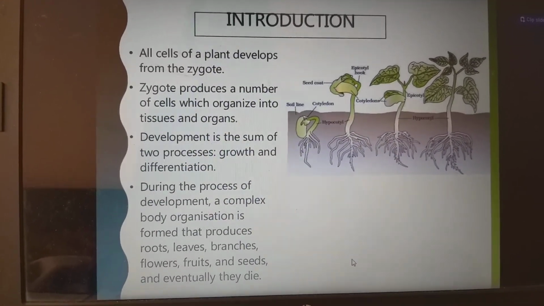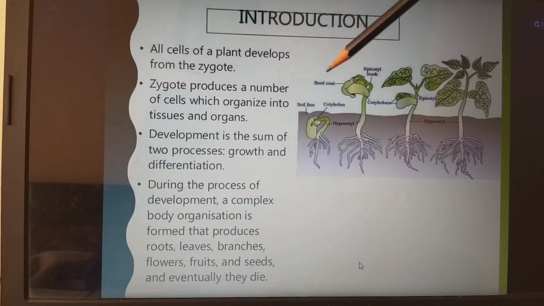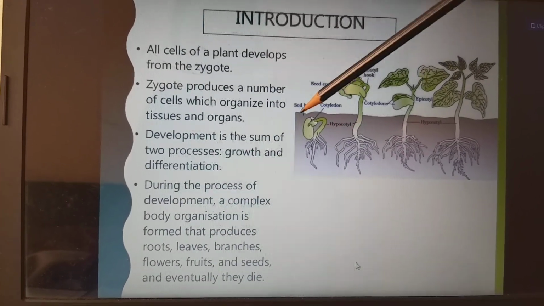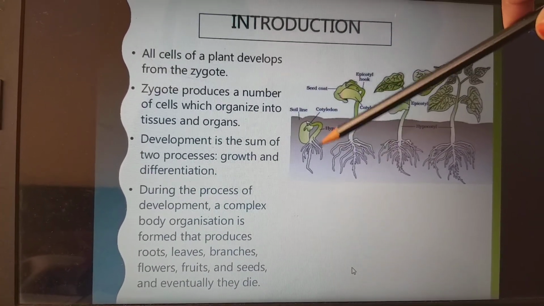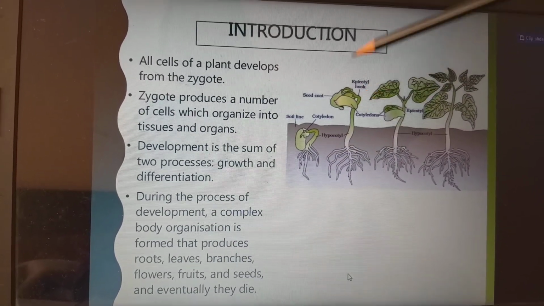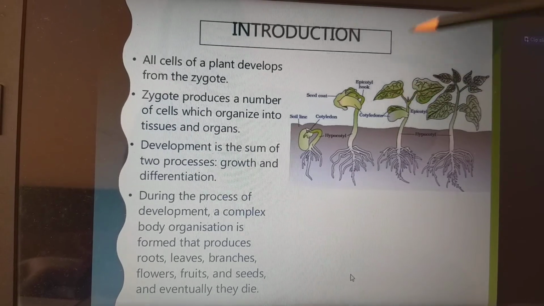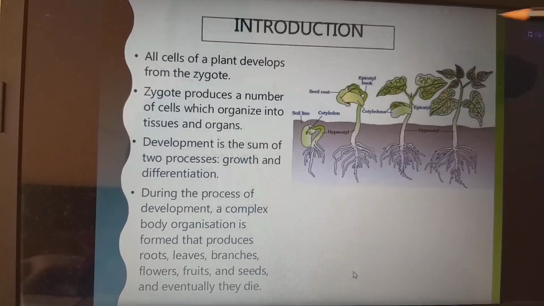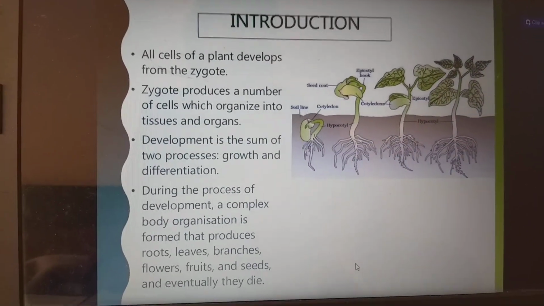and eventually they die. This picture will tell us about what happens when we sow a seed in the soil. So this is the soil line. From the hypocotyl radicle, the root system will develop. From the epicotyl, the shoot system will develop. So later on, through growth and differentiation, it will develop into a complete form of the plant.